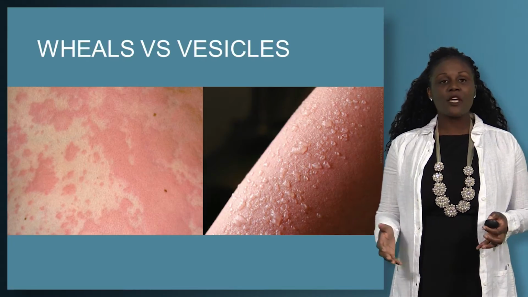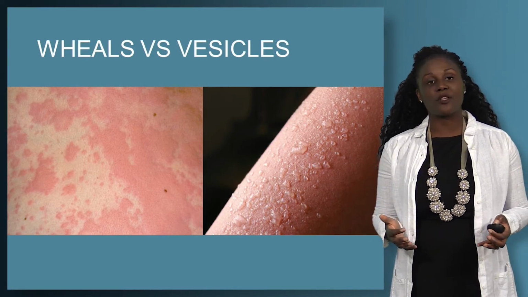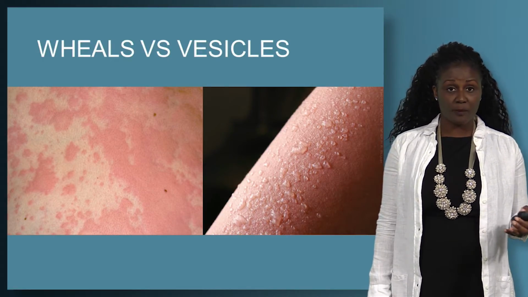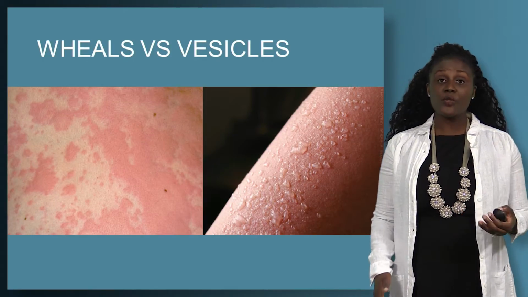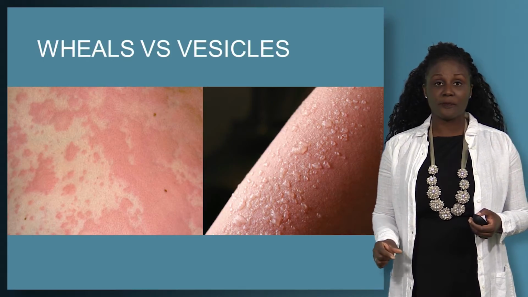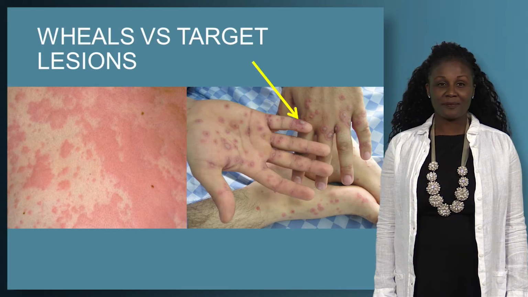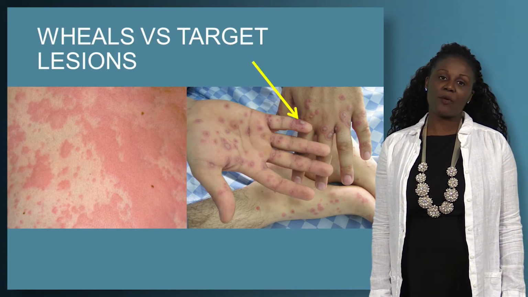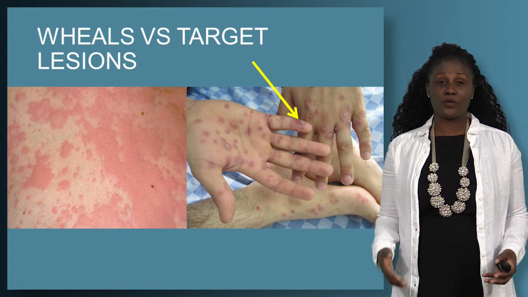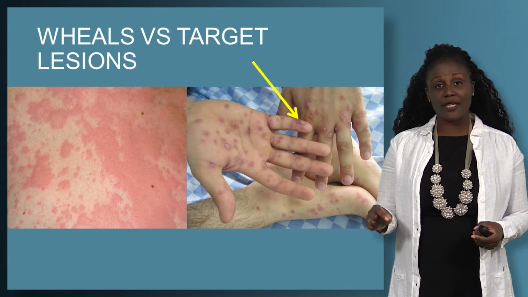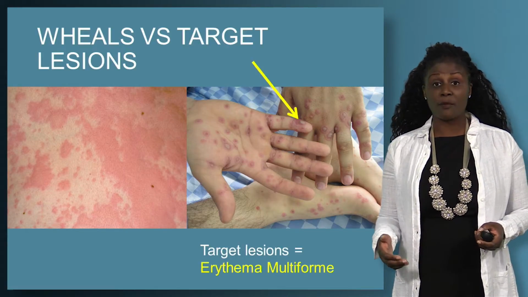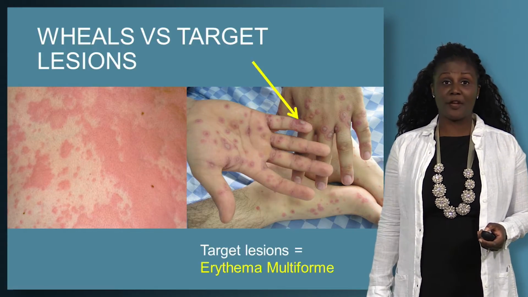But let's contrast these different morphologies so you can see how they look different. When we compare our patient's swollen edematous papules to vesicles, you see that the vesicles are very small, pinpoint, fluid-filled, clear bubbles. And when we compare our edematous papules on the left to the lesions on the hand on the right, we see these three-ringed, target-looking lesions. Those target lesions are quite different. We see them in a condition called erythema multiforme, which is not urticaria.